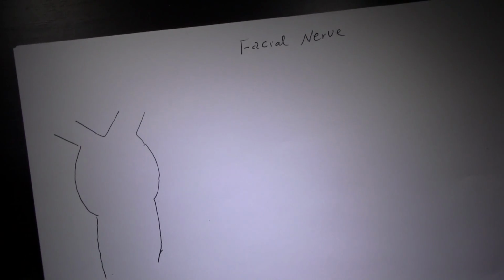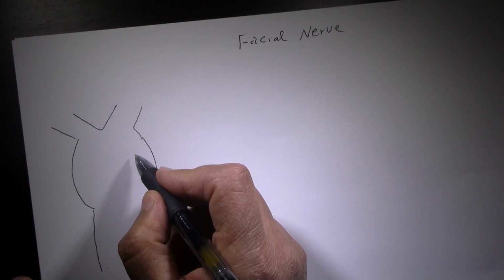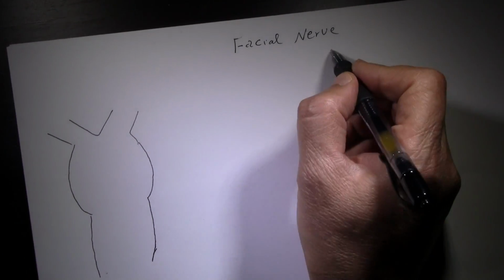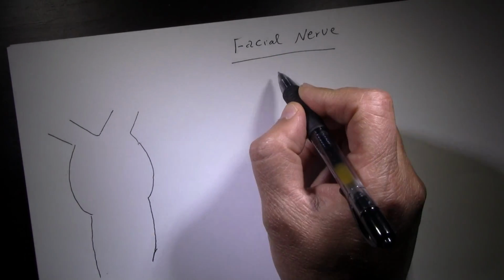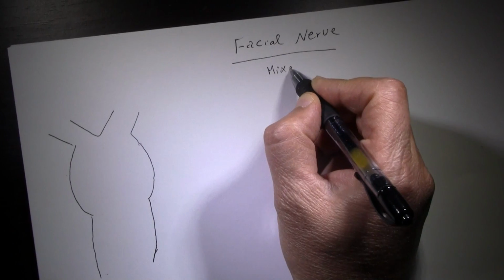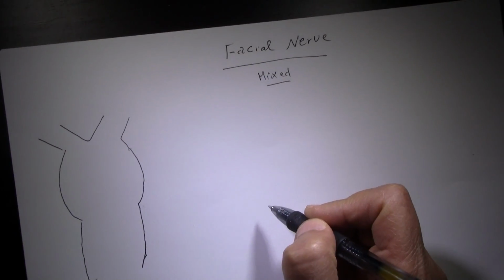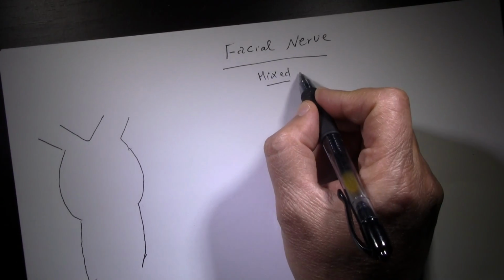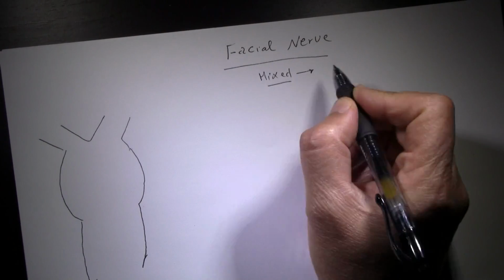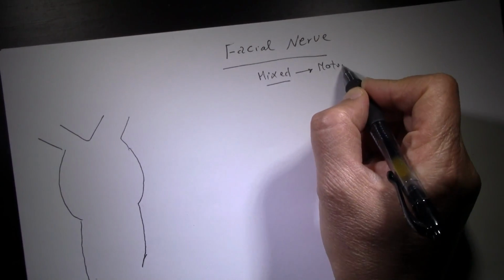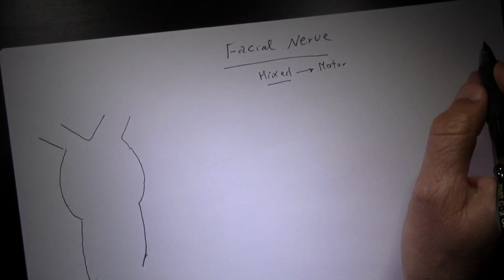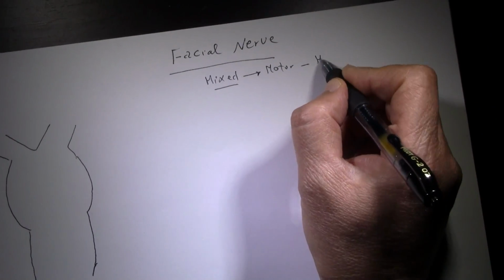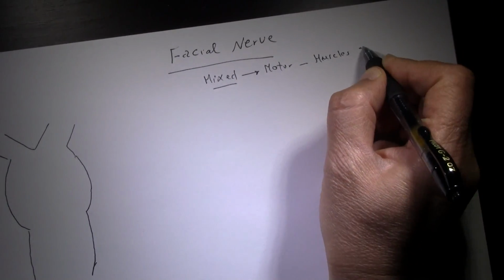If you remember, the facial nerve is a mixed nerve. It contains several kinds of fibers. It has motor fibers supplying muscles of facial expression.